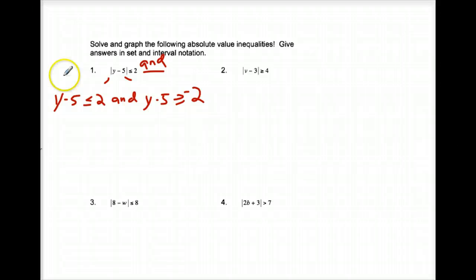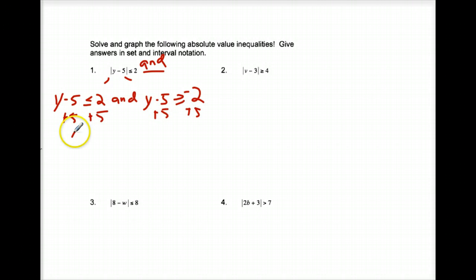How many people got that? The flippy. You guys okay with that? The inequality sign flips around and they take the opposite sign of the two. Solve both those. Y is less than or equal to 7, and y is greater than or equal to 3.